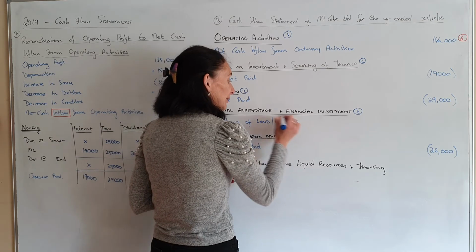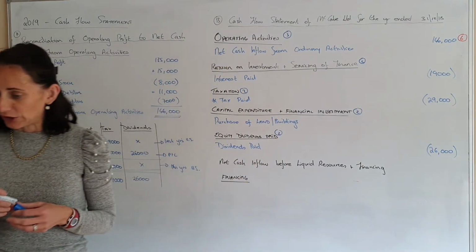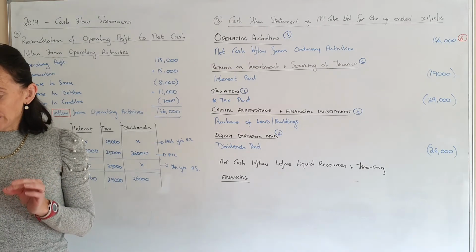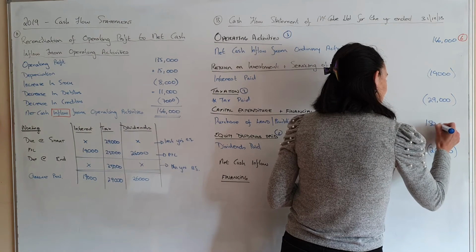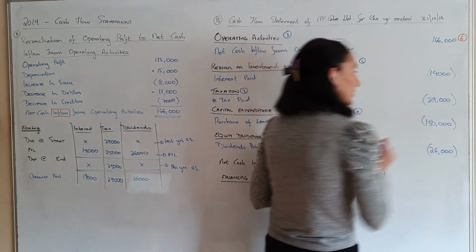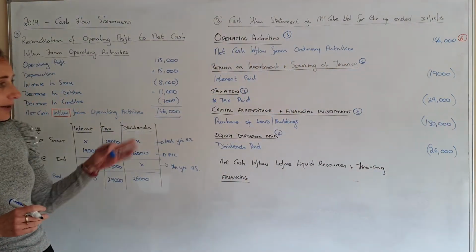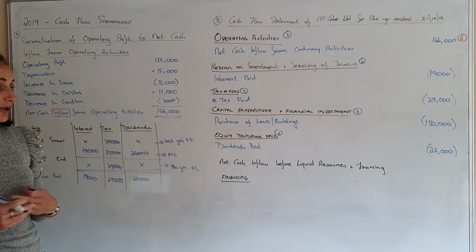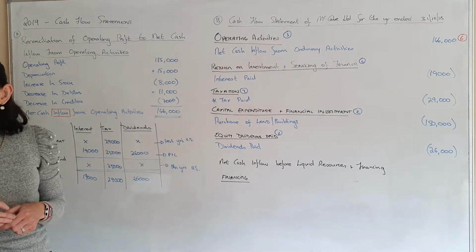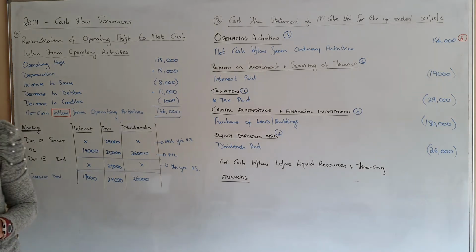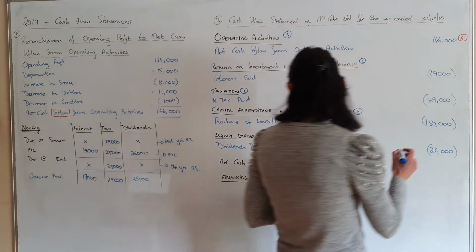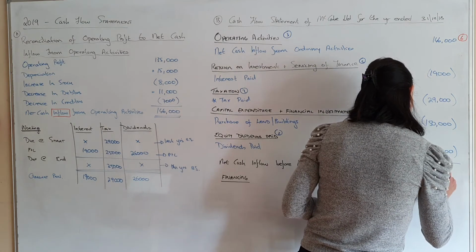How much money did you spend buying the land and buildings between the 2 years? Well, it went from 780 to 930. So that means you spent, now money is going out, you spent 150,000. Okay, if we add up all of those, we'll know what's happened to our money before liquid resources and financing. And again, if you add up all of those, you're saying that you're down 78,000 in cash.